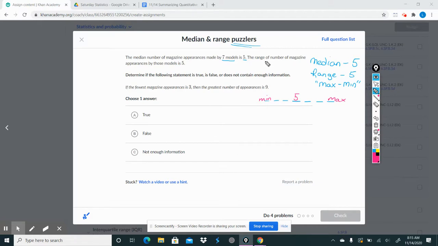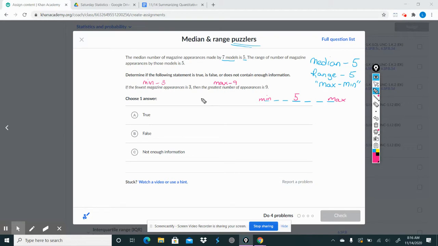So we're going to look at a little question. We're going to determine whether it is true, false, or not enough information given for us to evaluate whether it's true or false. If the fewest magazine appearances is 3, so the fewest would be our minimum, right? And then the greatest number of appearances is 9. So is this true or false? The maximum number of appearances would be 9. The minimum would be 3.